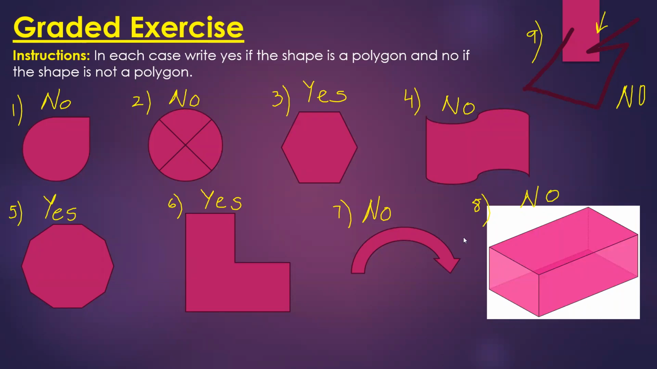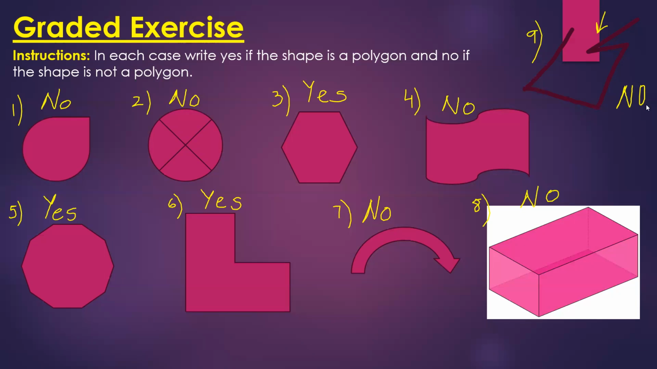And Miss Olivia, number 8. Is number 8 a polygon? No, sir. All right, why is number 8 not a polygon? Because it's 3-dimensional. Very good. It's 3-dimensional.